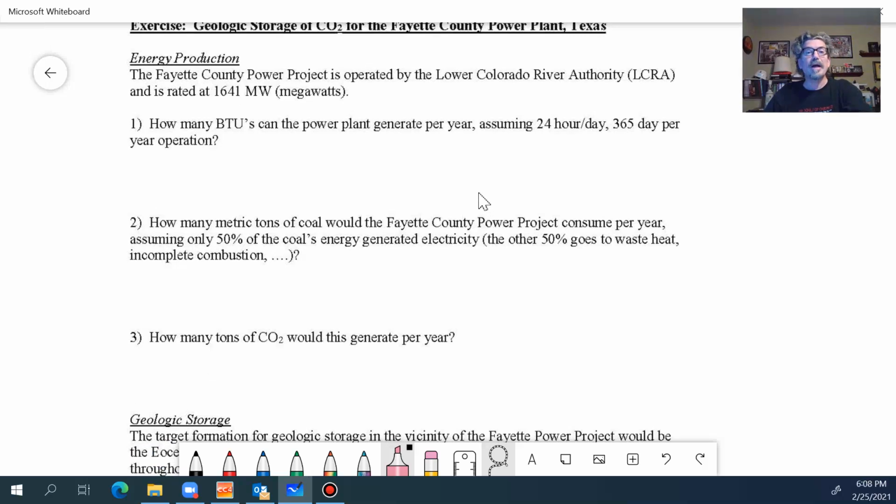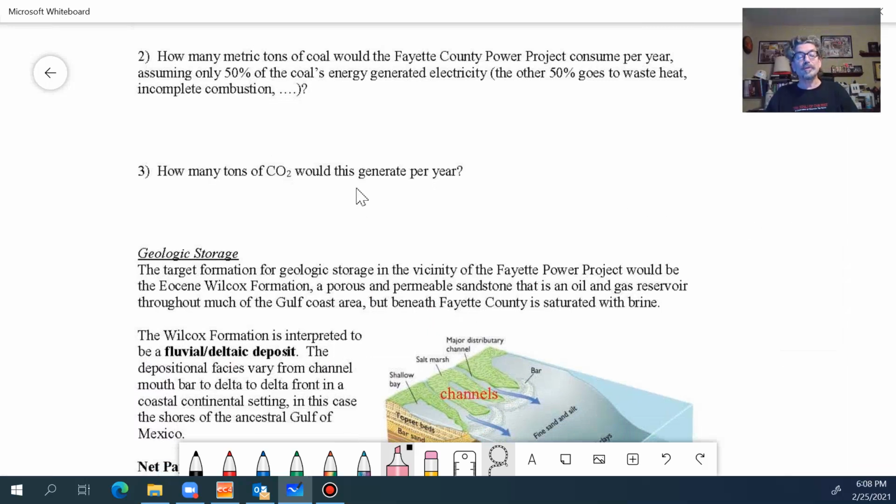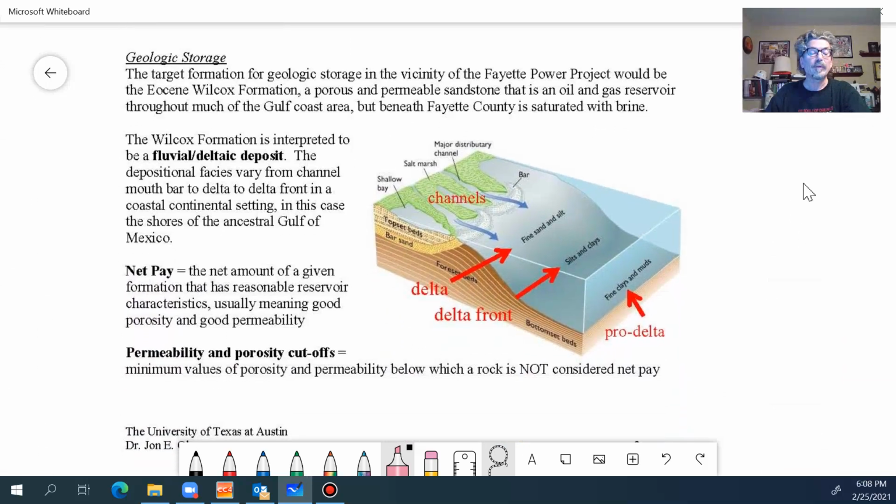But then let me just bounce through the questions here and try and give you some guidance to make the homework go a little bit more smoothly. So like I said, this is a 1.6 gigawatt or 1600 megawatt power plant. And I ask you to figure out how many BTUs does a power plant generate per year, given that power rating. How much coal would you have to burn in order to generate that amount of power? And how many tons of CO2, those are metric tons, that would generate.